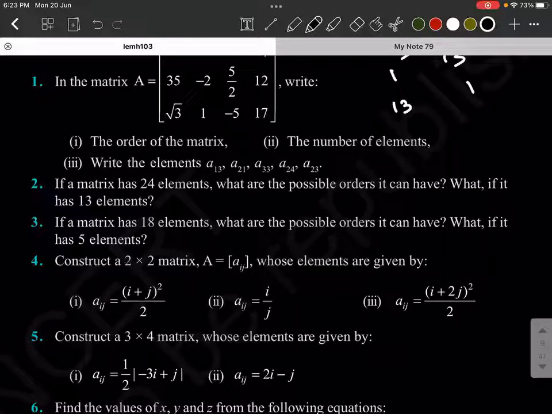So what will be the elements? 1, 1, 1, 2, 2, 1, 2, 2. Correct? You will have A11, A12, A21 and A22. Anybody needs help with this?